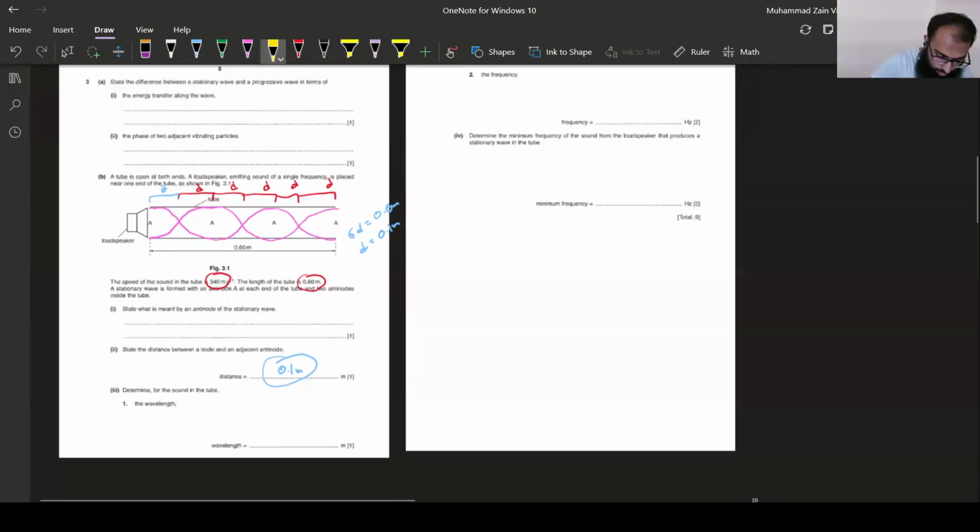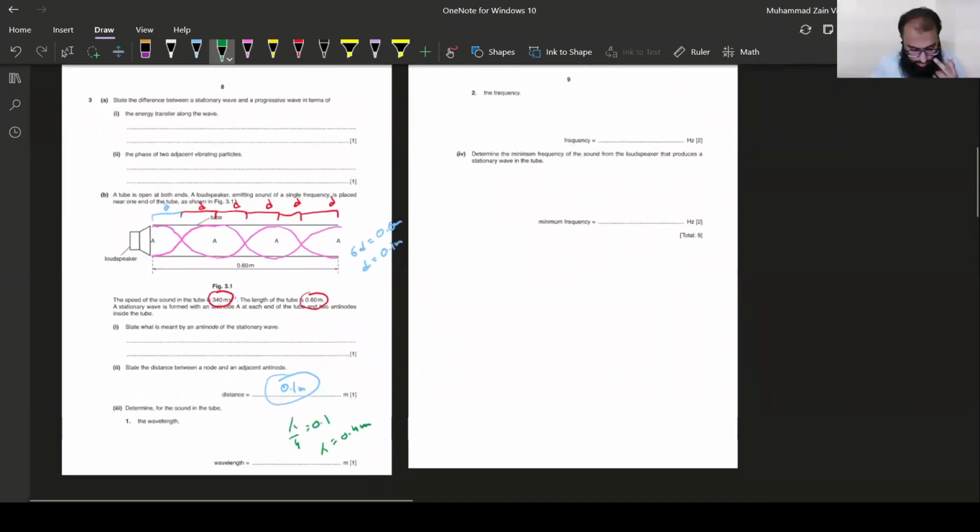So yeah, this node and adjacent antinode, that's equal to a quarter of the wavelength. So this is something which I now know. So I can just simply write the equation: quarter wavelength equals 0.1, and wavelength equals 0.4 meters. So this is just simply how I get my wavelength.